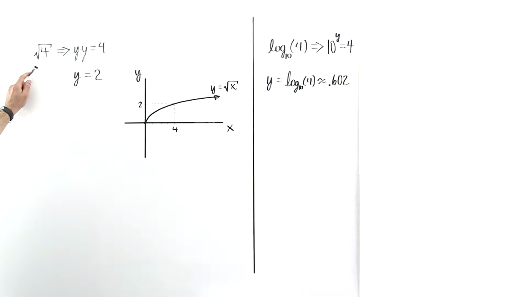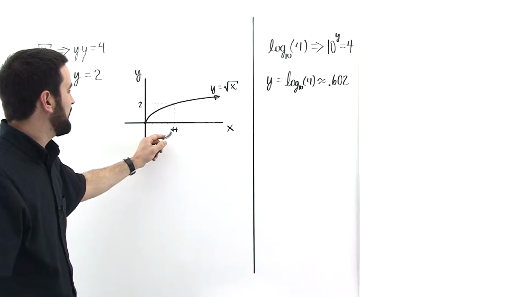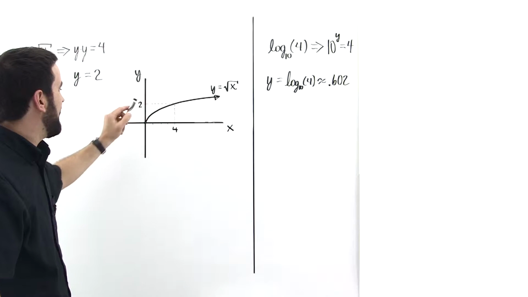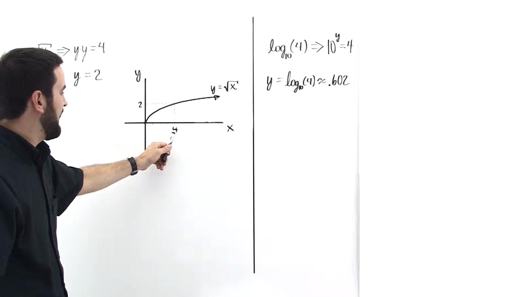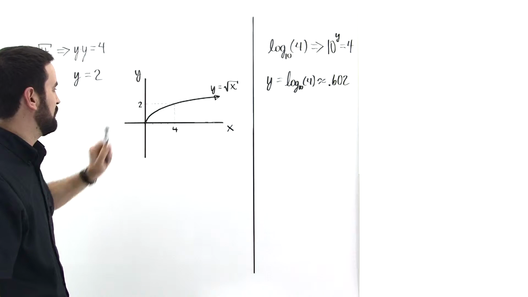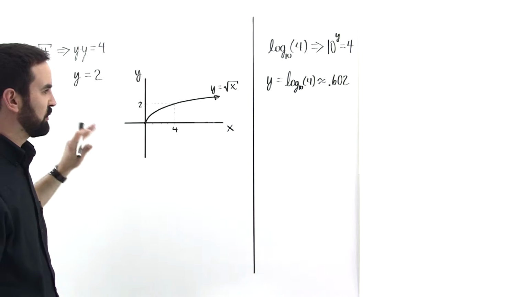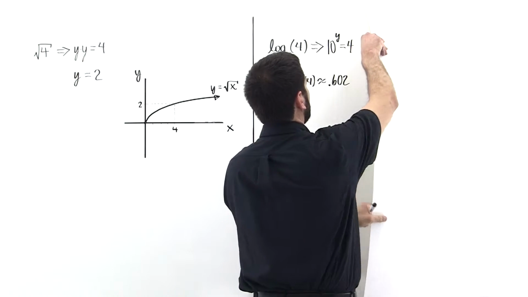And as before, we took the square root of 4. And so that means whenever x is equal to 4, we come up to the graph, and then y is equal to 2, right? So the square root of x is equal to y. Square root of 4 is equal to 2. Okay, so this is just a graphical analog that we're going to consider.